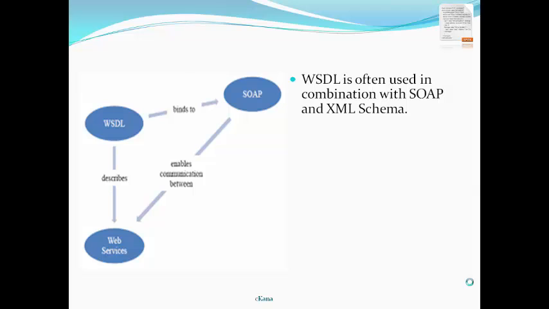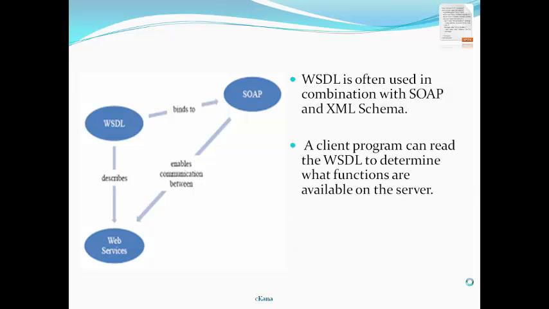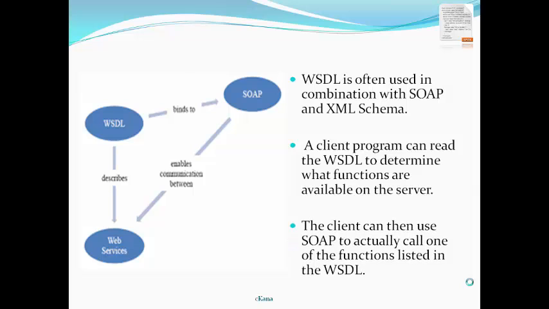WSDL is often used in combination with SOAP and XML schema to provide web services over the internet. A client program connecting to the web service can read the WSDL to determine what functions are available on the server. The client can then use SOAP to actually call one of the functions listed in the WSDL. So basically, WSDL describes a web service as shown in the diagram, and WSDL binds to SOAP, and the web services use SOAP to enable communication between each other.